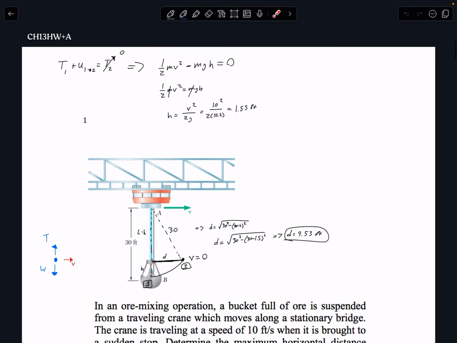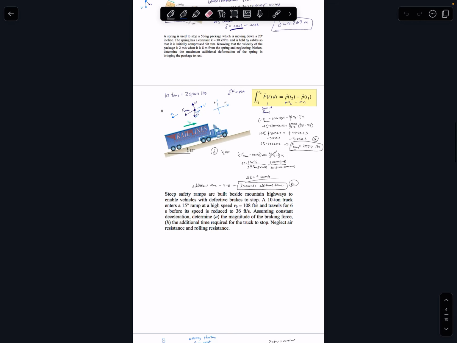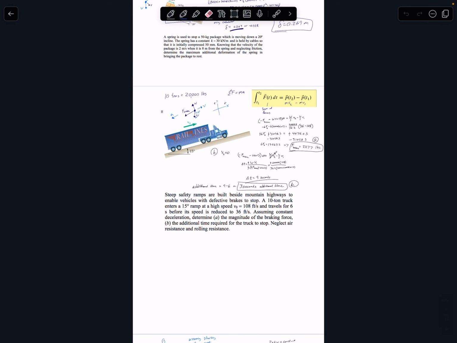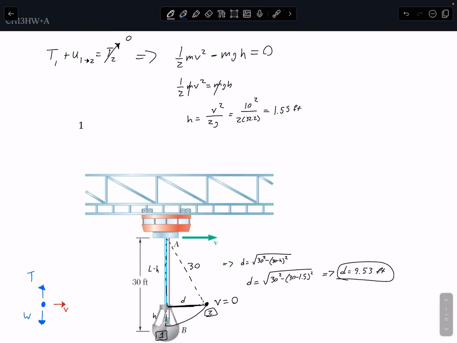Alright, so here we have Chapter 13 homework. We have parts A and B here. I believe part A is problems 1 through 7, and then 8 through 12 is the start of B, which is the momentum part of it. So first we have the energy, or conservation of energy.